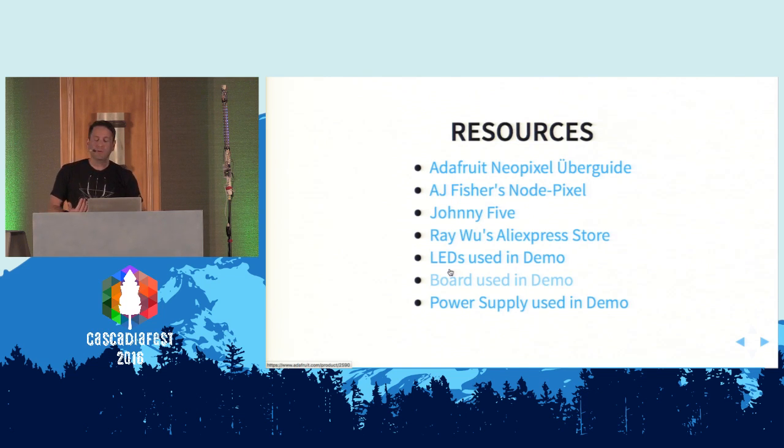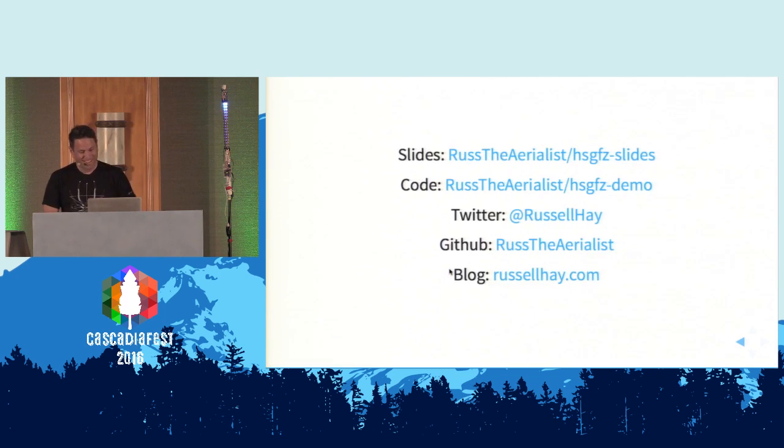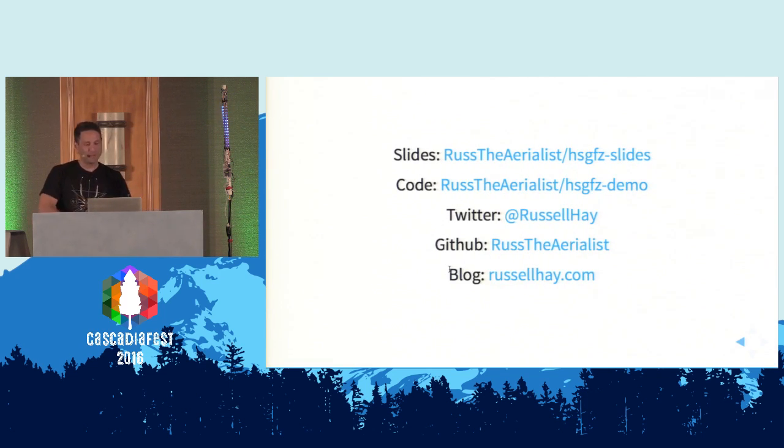Ray Wu's AliExpress store is pretty much where I get all of my LEDs from. It's significantly cheaper than buying it from anywhere else, even with the shipping costs from China. And he has all kinds of different options and all kinds of different things that you can find. And I also have links to the specific LEDs that I used here, the board that I used, the power supply that I use. I won't talk about the light stand. That was just to make it a little bit more visible.